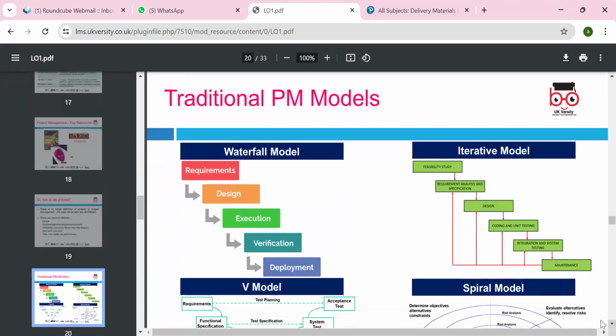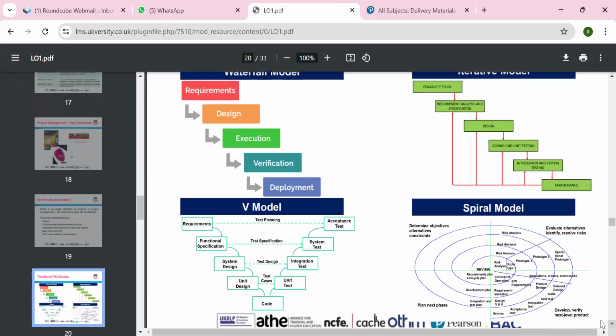So a project management model is called the waterfall model: requirement, design, execution, verification, development. The V model is also important, which goes: requirement, function design, unit design, coding, and so on. It's a V shape, and we can test it. The planning stage, specification, test, and the test cases, that's the unit test and all of this.